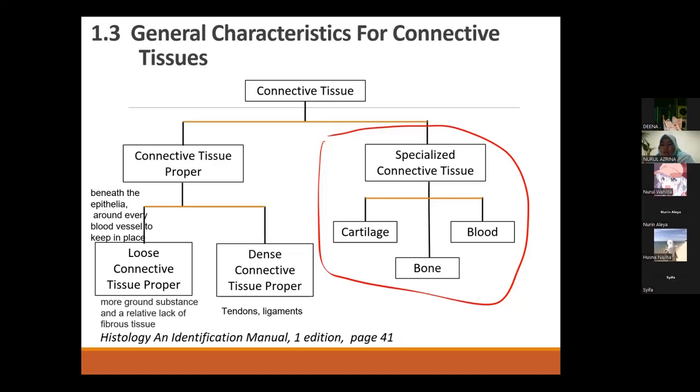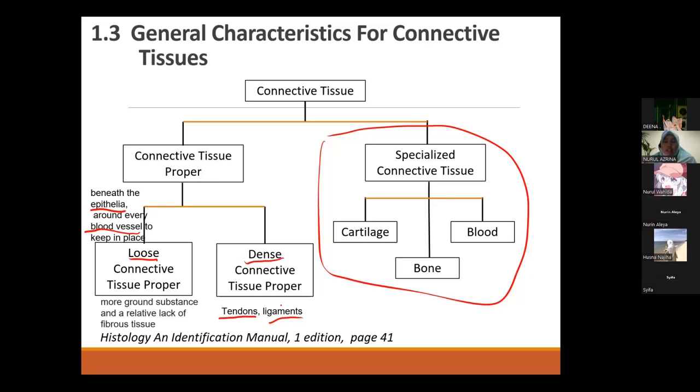So an example of loose connective tissue proper is a connective tissue found beneath the epithelium, right? And it can be found surrounding the blood vessels, which ensures that the blood vessels stay in place. Okay, that is loose connective tissue. As for dense connective tissue, we have tendon and also ligament. But we are not going to focus on the details of loose and dense connective tissue; we are going to focus on specialized connective tissue.